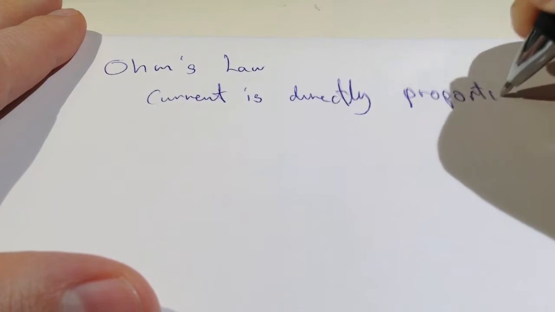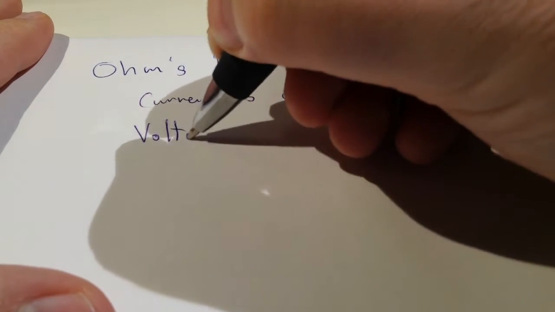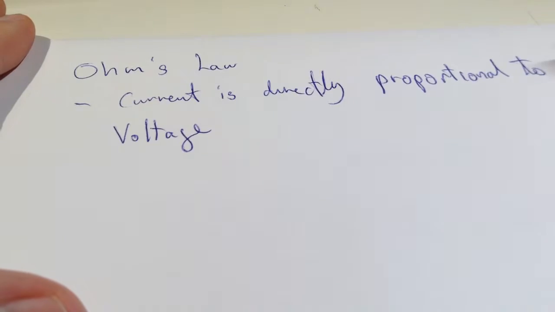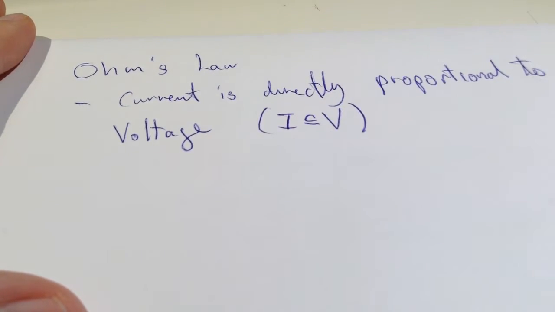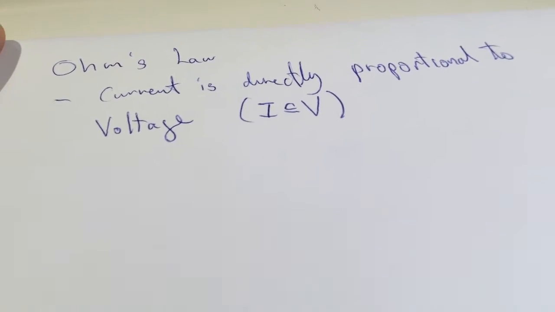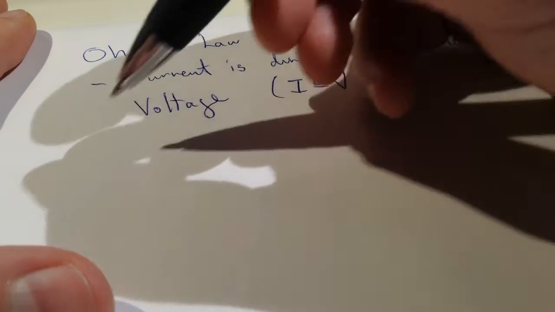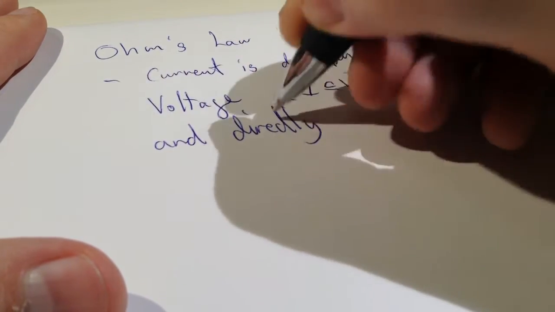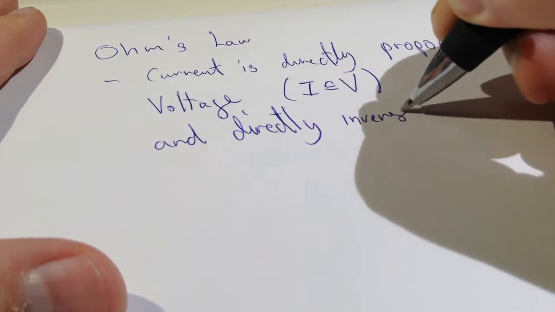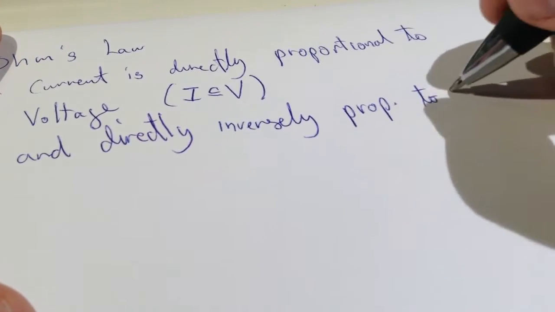Ohm's law says that the current is directly proportional to voltage, and what that means is that whenever voltage is changing, so is also current. We are not exactly saying how much, but when we say proportional, then we are talking about something in the same direction.